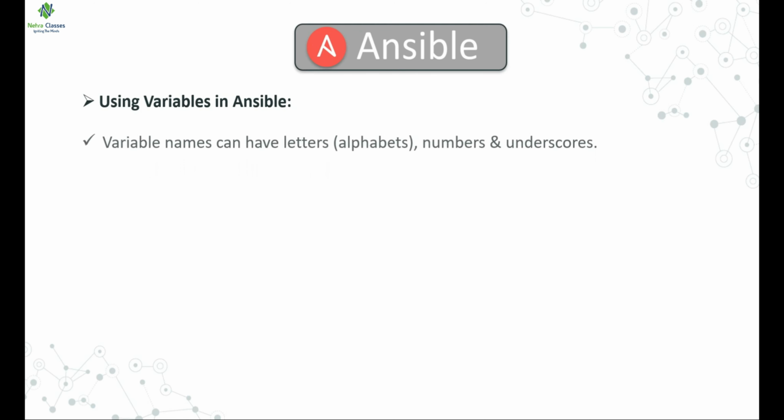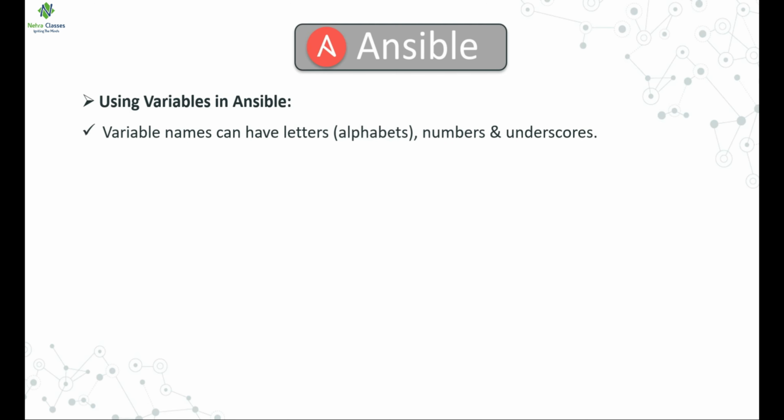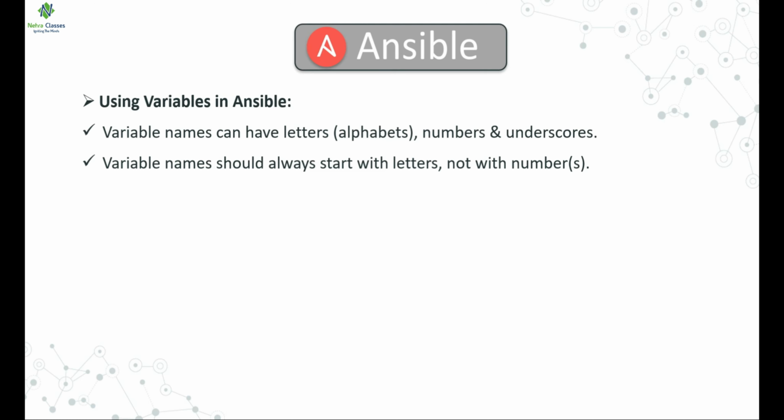If we want to define a variable, there are certain conditions which we must know, and these are similar to the conditions that we have in Linux. The variable name can have letters, alphabets, numbers, and underscores. Variable names should always start with letters, not with numbers. So we have to keep in mind while defining variables that a name can never start with a number. There should not be any spaces or hyphens present in the variable names. If a variable has a space or hyphen in the name, that is not accepted.